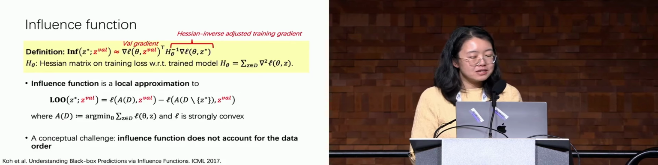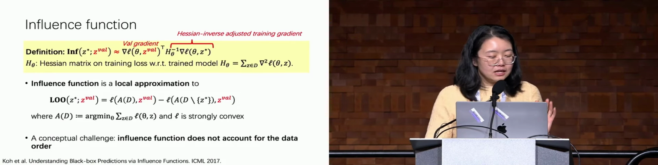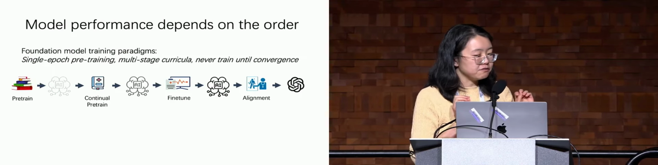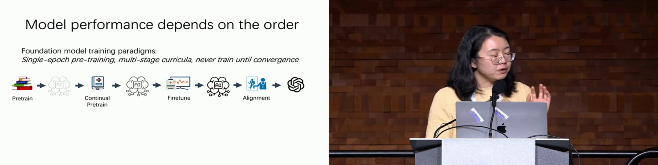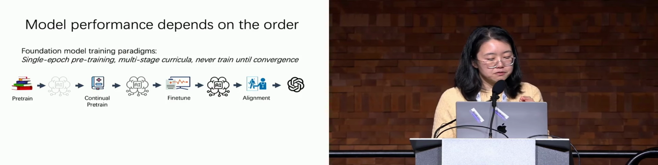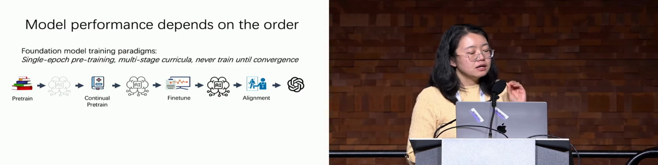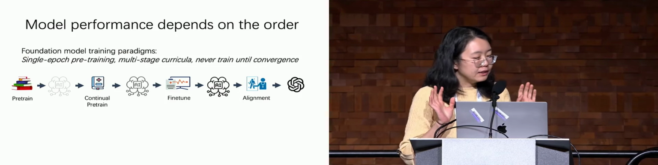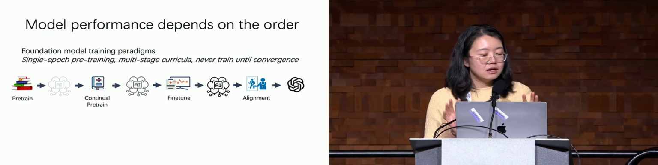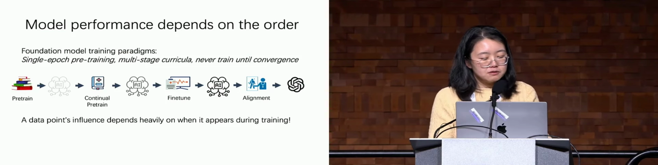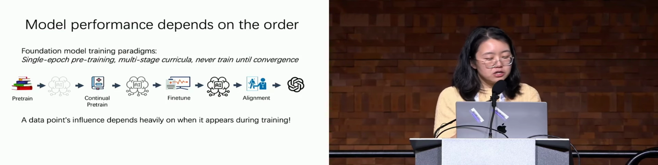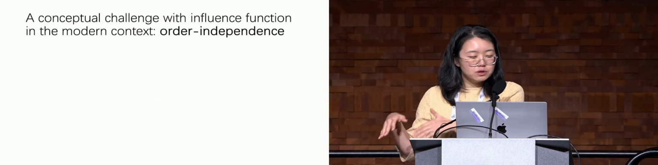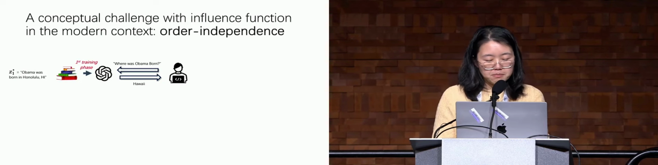We almost never deal with a strongly convex objective function, but that's not all the challenge for influence function. I want to highlight a conceptual challenge of influence function, which is that influence function does not account for the data order. So if you have two identical data points, they will receive the same influence. But we all know that in current machine learning, even the same data points entered at different times during the training process will have different impact.